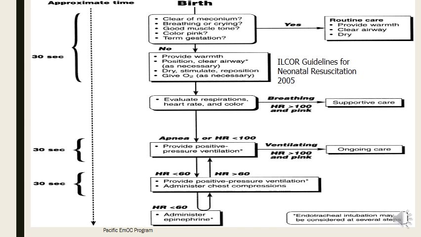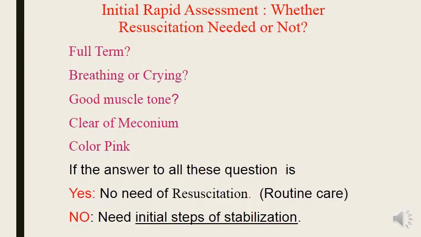After providing positive pressure ventilation and chest compression, we evaluate the baby. If the baby still has a heart rate less than 60, we should provide medications. Okay, this is the algorithm of neonatal resuscitation. Next we can see each step of the neonatal resuscitation algorithm in detail.